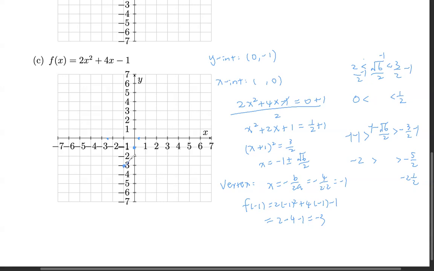So now our graph goes this way. Right, the line of symmetry is x equals -1. Okay, so that's the graph of this one.